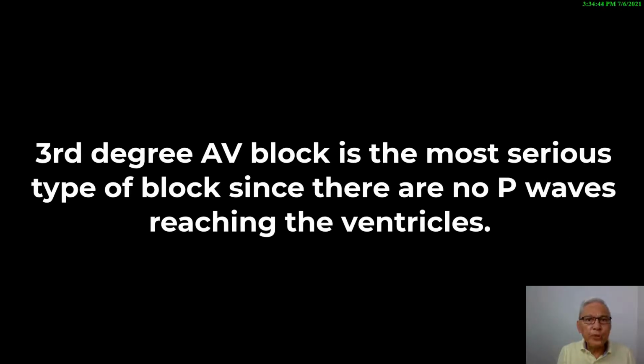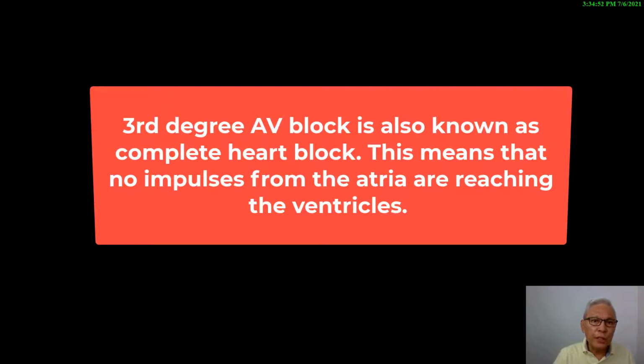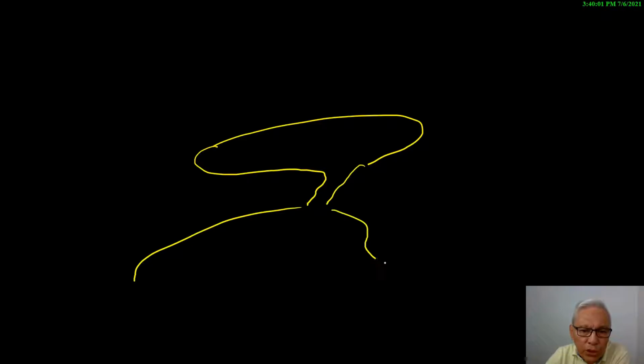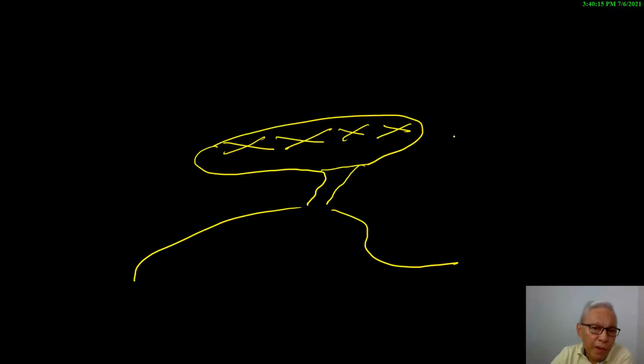Third-degree AV block is the most serious of all the AV blocks. It is also known as a complete heart block. Let me illustrate what happens in a third degree. So let's suppose that this is the AV node, and this is the bundle of His, and then on to the bundle branches. In a complete heart block or third-degree AV block, the AV node is unable to transmit electrical impulses at all into the ventricles.